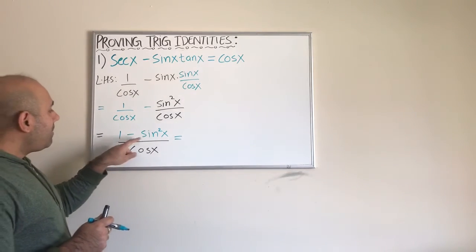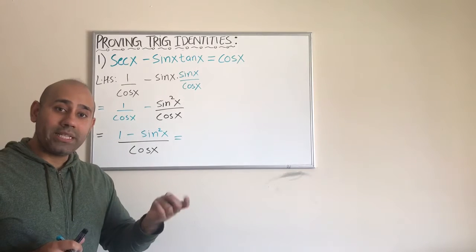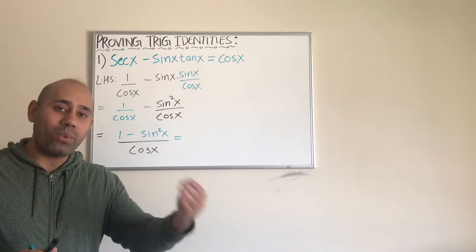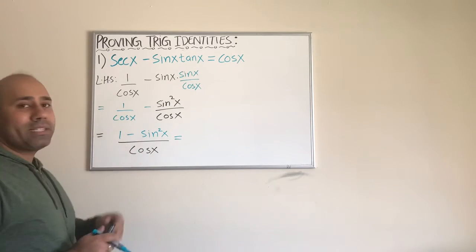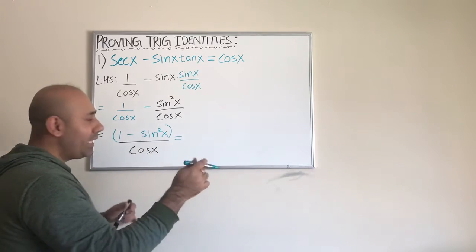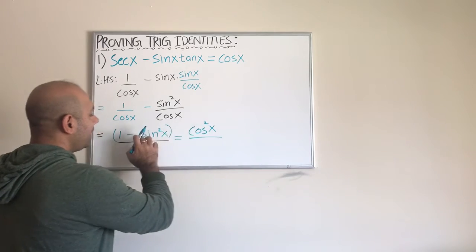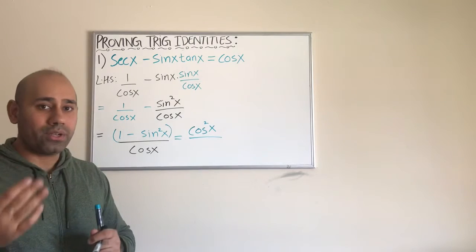Guys, 1 minus sine square x, this is the consequence of the basic Pythagorean identity, that sine square x plus cosine square x is 1. And if you are trying to solve for the cosine square x, that will be 1 minus sine square x. So this 1 minus sine square x can be simply replaced by cosine square x, and that comes from the Pythagorean identity. Guys, that is why I said you have to have the formula sheet in front of you.